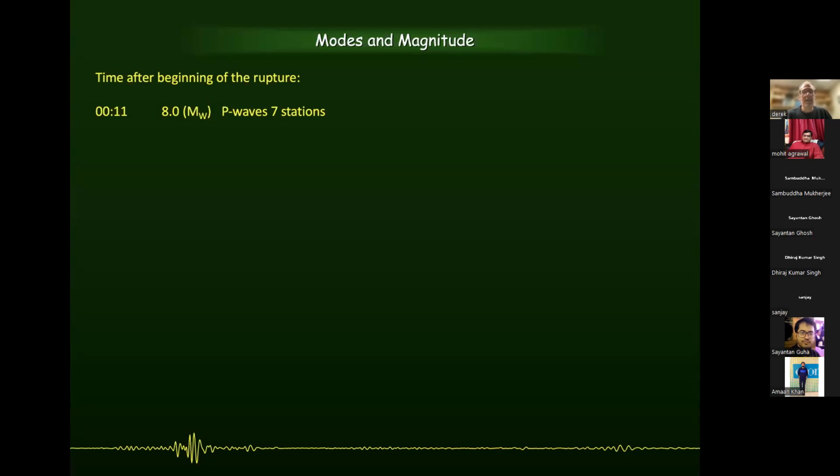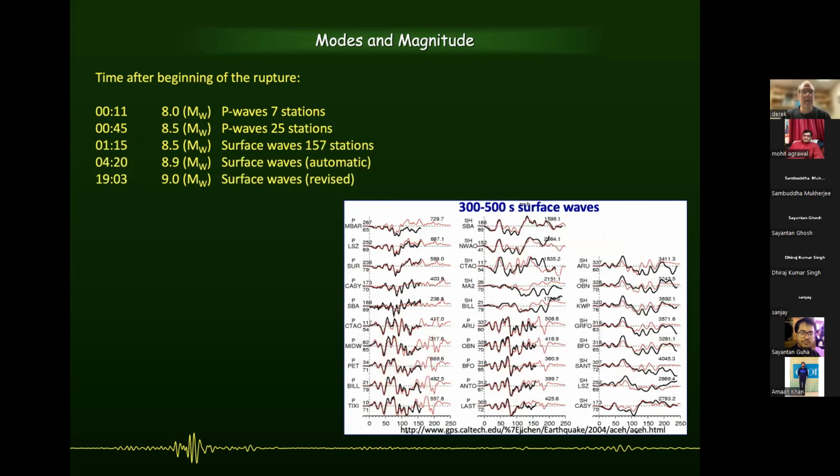And initially, after recording P waves at 7 stations at 11 minutes after the earthquake, it was calculated to have a magnitude of 8.0. Then after 25 stations were analyzed, the magnitude was revised upward to 8.5. And then surface waves were analyzed at 157 stations, which didn't affect the magnitude, but then more stations were analyzed and the magnitude was revised up to 8.9 and then 9.0.